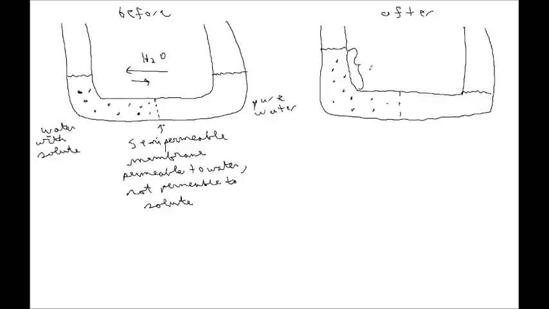The osmotic pressure is how much extra hydrostatic pressure we need on the left to keep the water from flowing from right to left. By the way, notice, where does water tend to move? Does water tend to move to where there's lots of solutes or few solutes? To where there's lots of solutes.